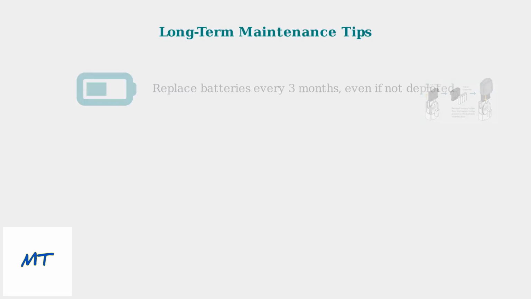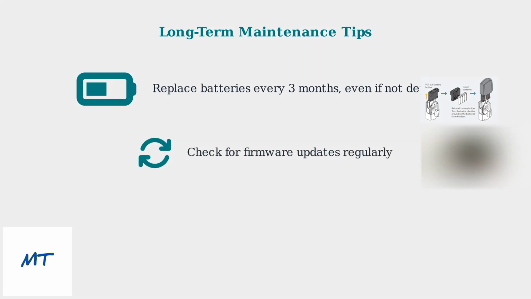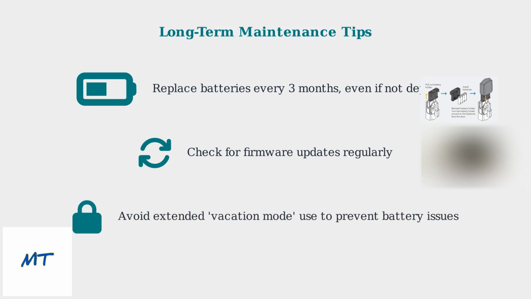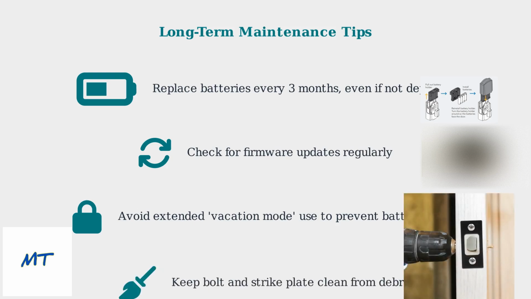To prevent future problems with your Schlage Encode, replace the batteries every 3 months, even if they aren't fully depleted. This ensures consistent power for the lock mechanism. Regularly check for firmware updates through the Schlage app. These updates improve reliability and fix potential issues before they occur. Avoid using vacation mode for extended periods if possible, as it can worsen sticking problems if the batteries run out unexpectedly. Keep the bolt and strike plate clean and free of debris to prevent mechanical jamming and ensure smooth operation.